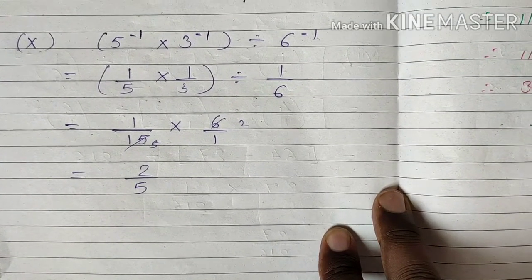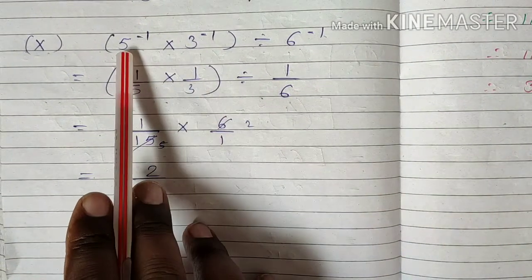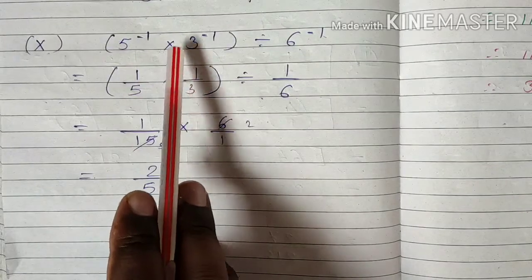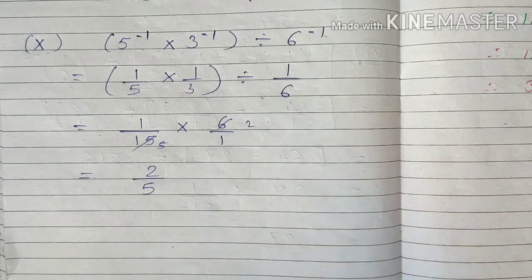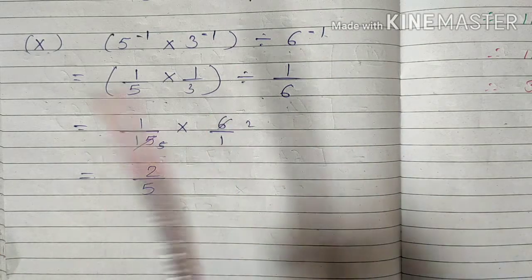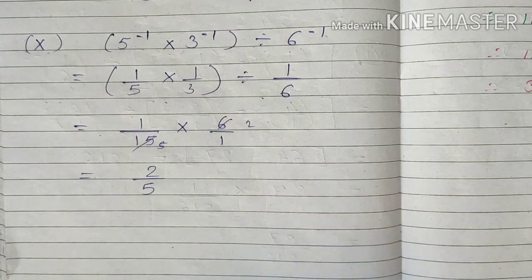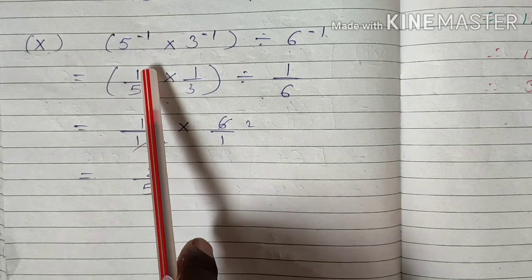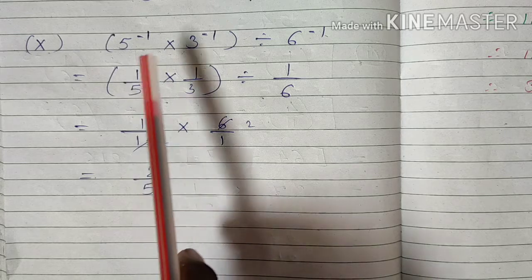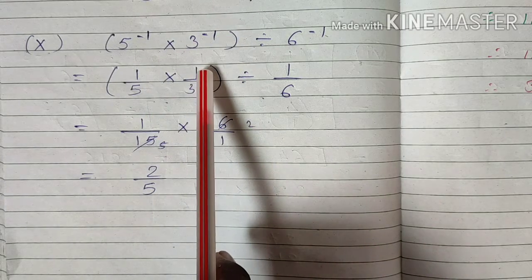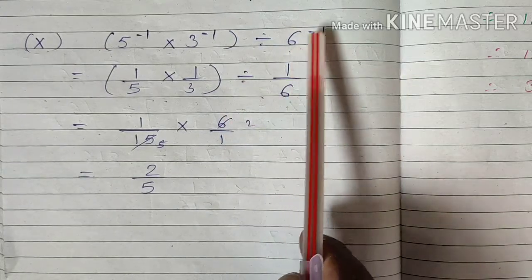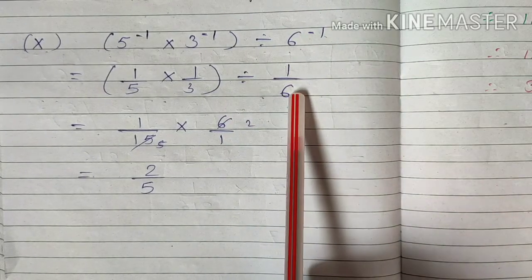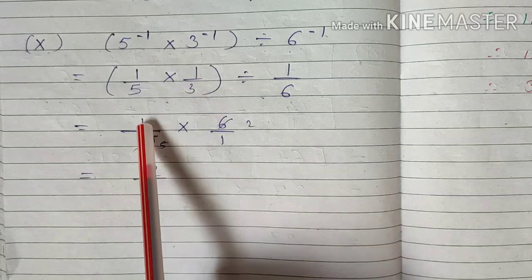Next is question number 10. 5 raised to minus 1 multiplied by 3 raised to minus 1, divided by 6 raised to minus 1. So first step, convert all the negative powers into positive powers. So 5 raised to minus 1 can be written as 1 upon 5. 3 raised to minus 1 can be written as 1 upon 3. Division sign as it is. 6 raised to minus 1 is written as 1 by 6. So 1 into 1 is 1.